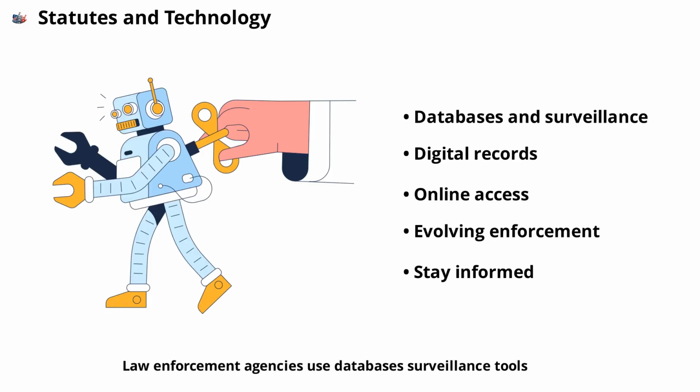Law enforcement agencies use databases, surveillance tools, and digital records to investigate and enforce laws. Online access to statutes also makes it easier for citizens to stay informed. As technology evolves, so do the methods for enforcing and understanding the law.